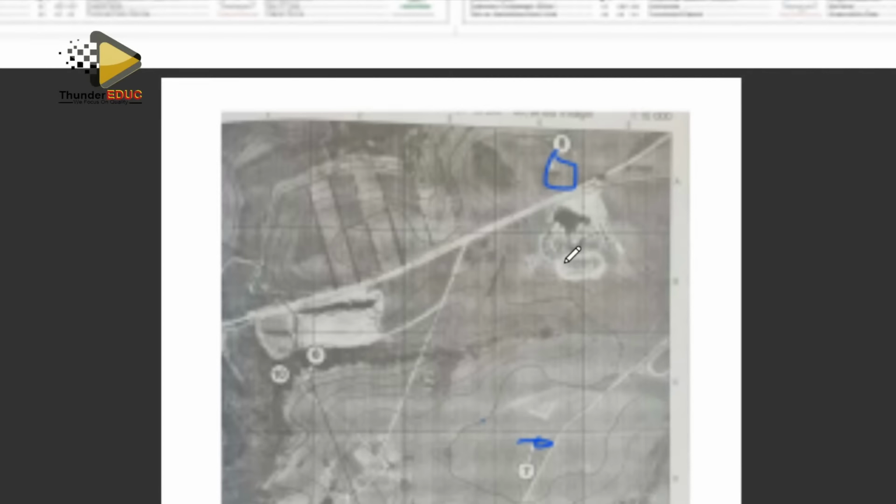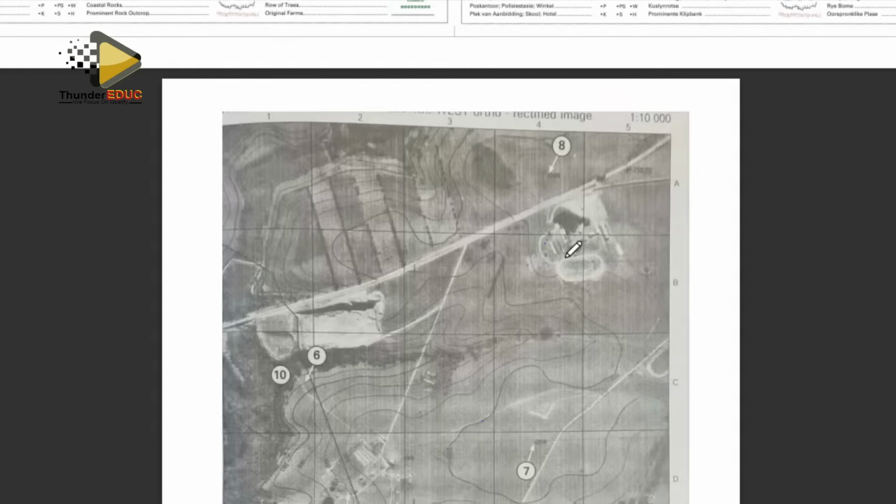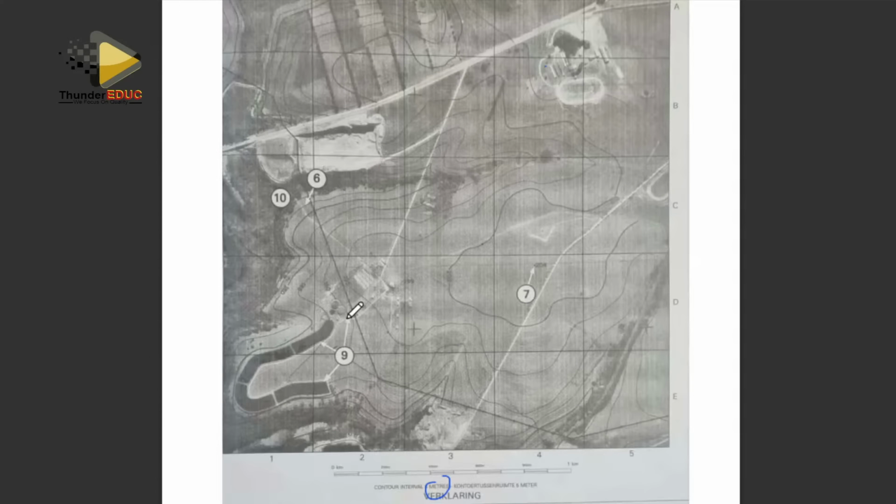Right, I'll give it a few minutes so that it can be very clear. Okay. Feature 9. I want to see 9. Okay, it's now clear. 9 is here.